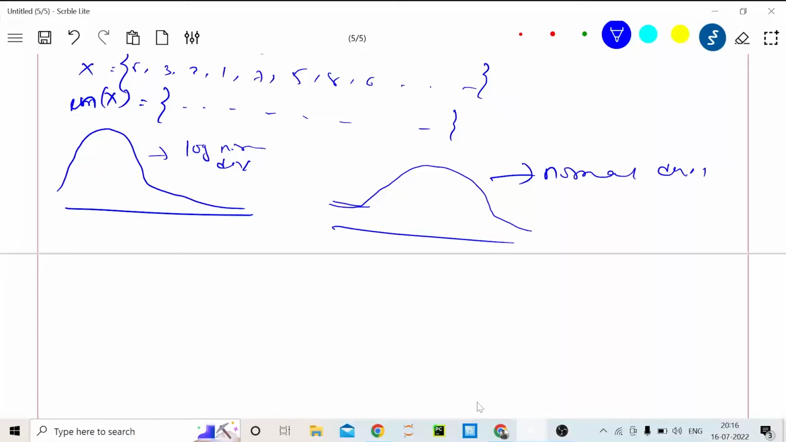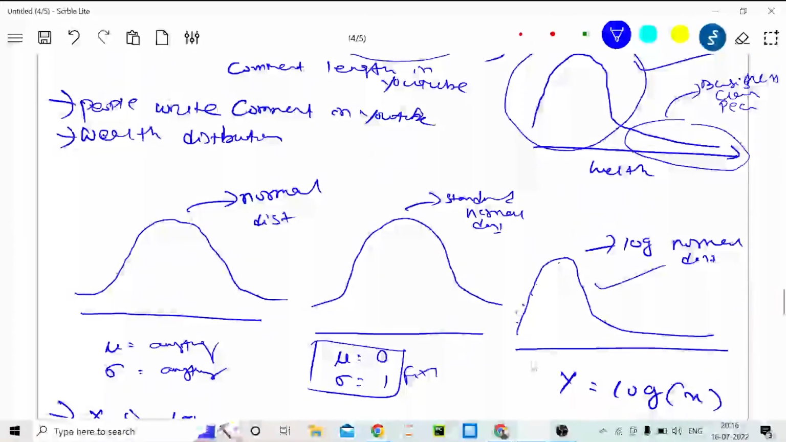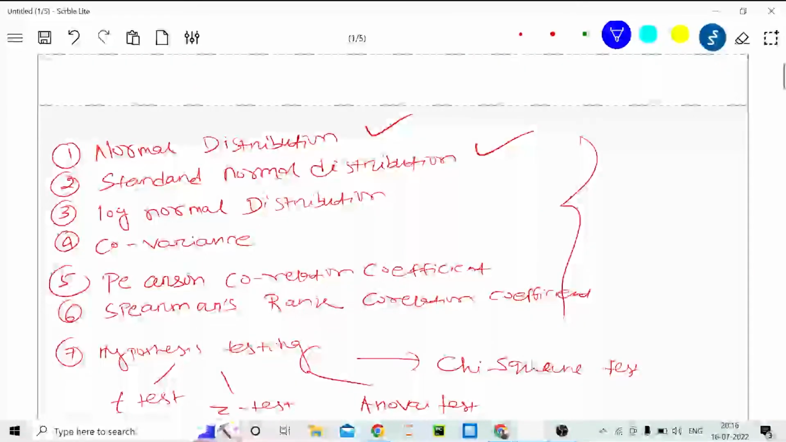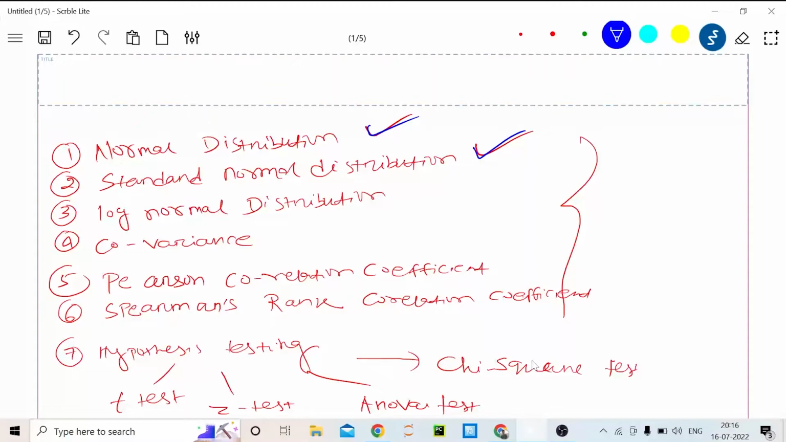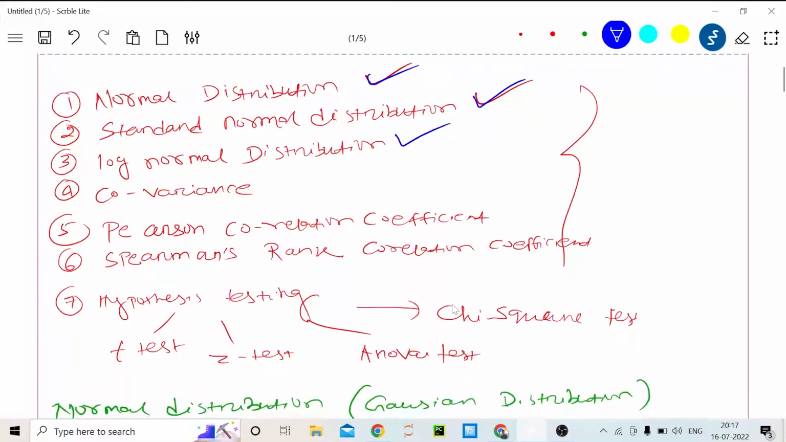In these three distributions, if anyone has any doubt, you may ask me. After that, we can go forward to covariance and Pearson correlation. I will explain all the things. We completed normal distribution, standard normal distribution, and log normal distribution. Just tell me if anyone has any doubt, or if not, we can continue to covariance. Any doubt? If not, we can continue. Okay, no doubt.